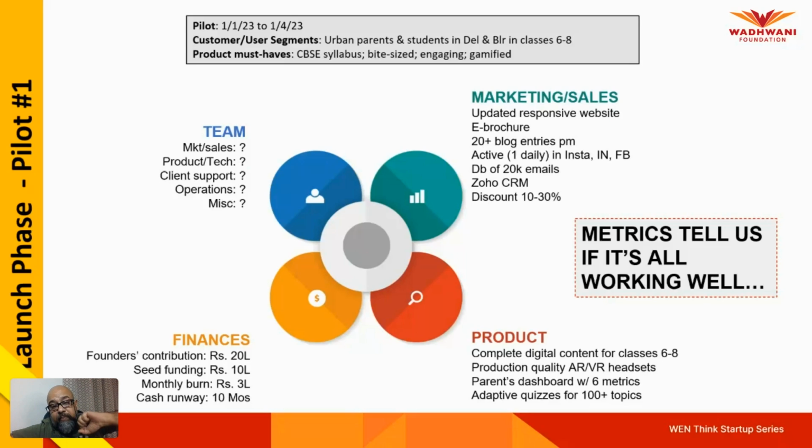And for the metrics to tell us that everything is working well, we need to have the product in place. So they had written it this way: the product is complete digital content for classes 8, production quality AR/VR headsets, parents dashboard with 6 metrics, adaptive quizzes for about 100 plus topics. That is what they had defined as a part of their value proposition canvas, left hand side square box, which said, this is what I'm going to give.